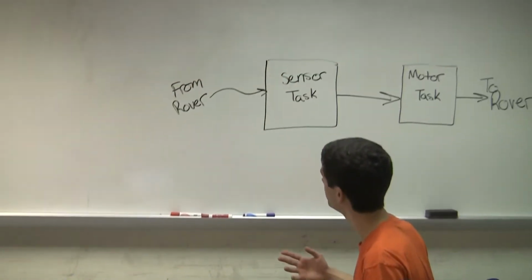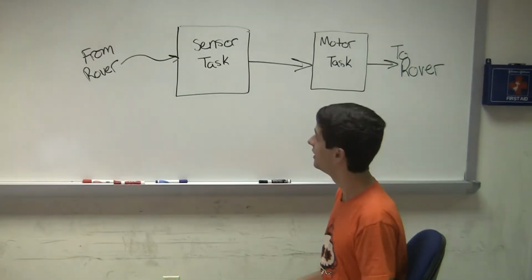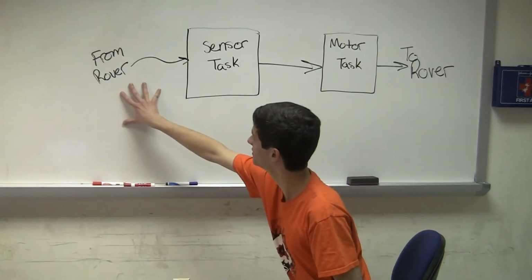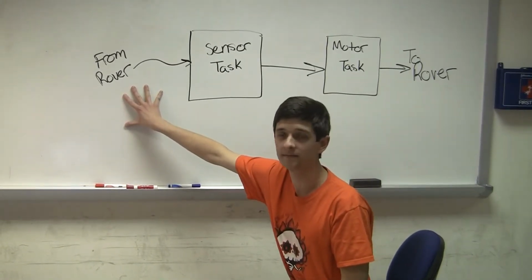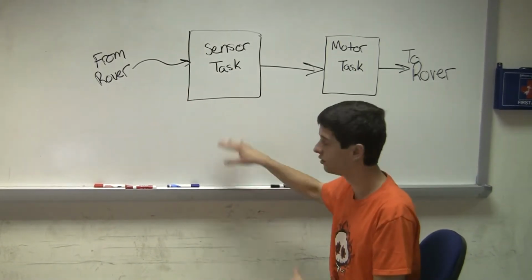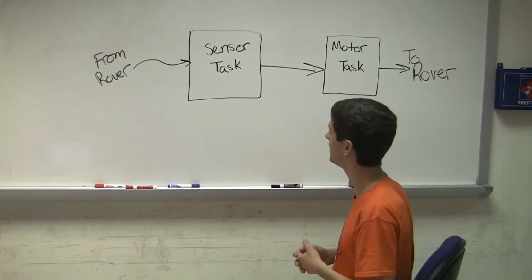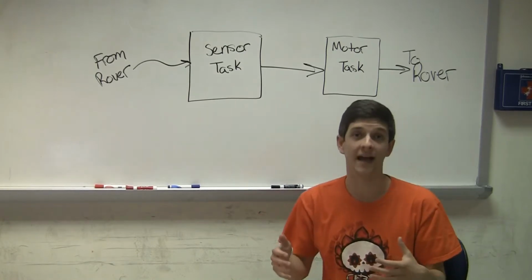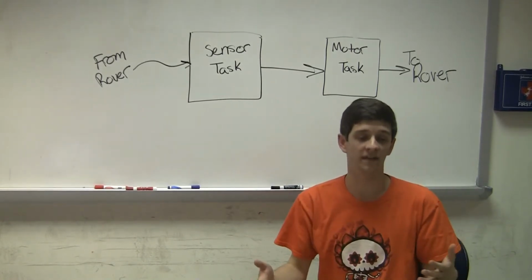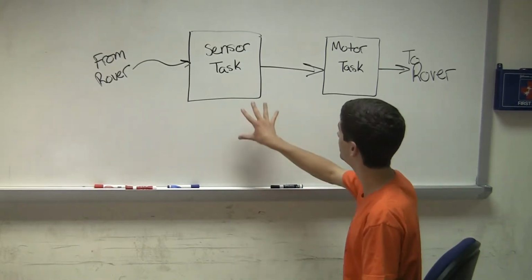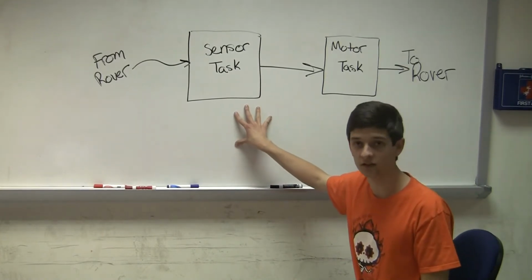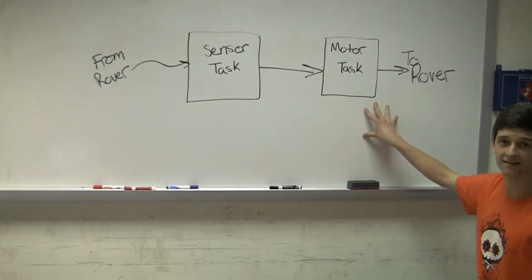For an example of how our ARM code is structured, I have a diagram up here. What happens is sensor data comes in from the rover, it goes to the sensor task, which analyzes that data. It takes an average of the sensor readings and determines how best to react to what the sensors are seeing. And that data is then sent via message queue to the motor task.